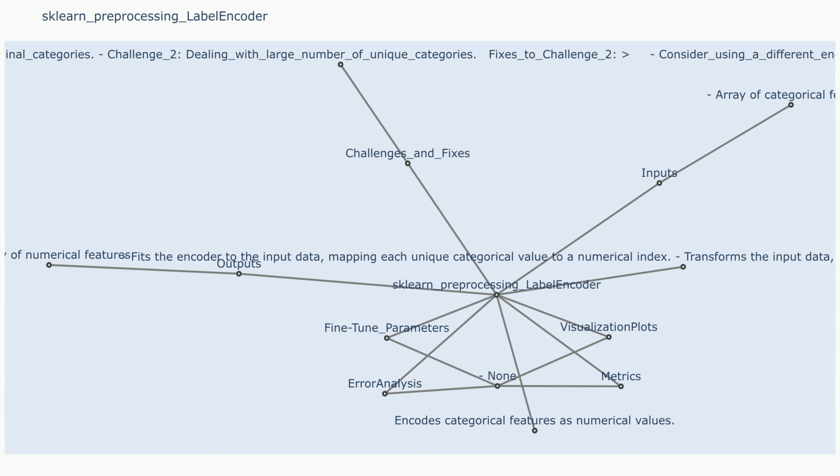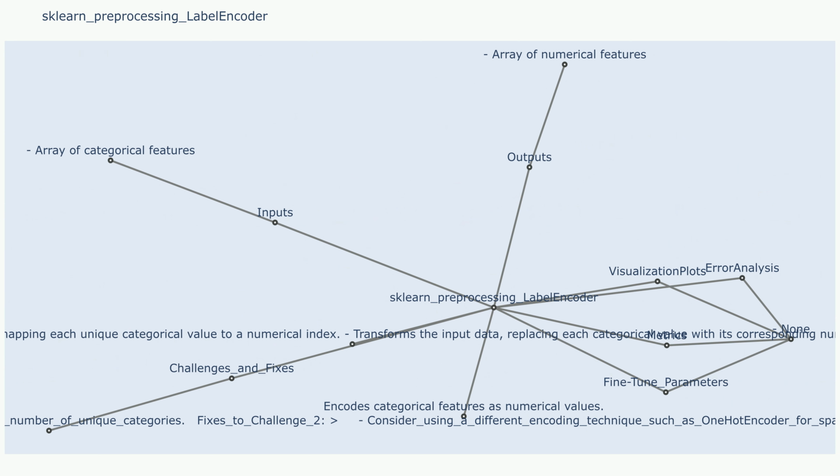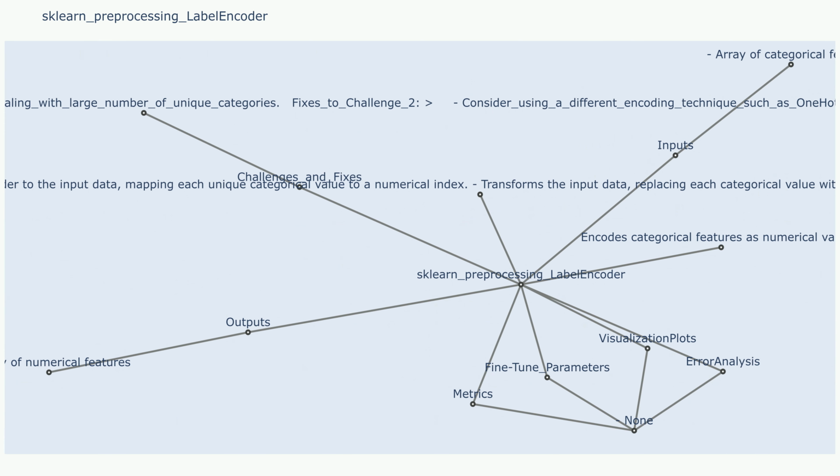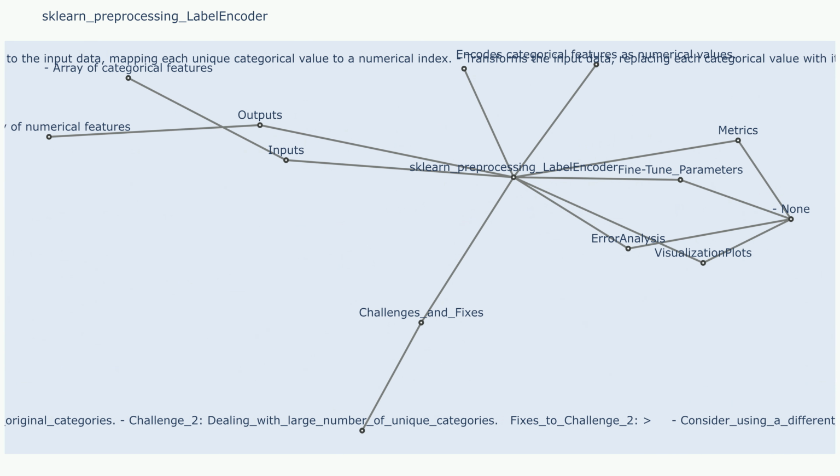Metrics: metric 1, none; metric 2, none. Visualization plots: plot 1, none; plot 2, none. Fine-tune parameters: parameter 1, none; parameter 2, none. Uncertainty methods: method 1, none; method 2, none.